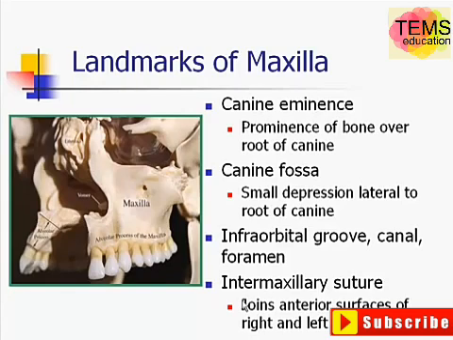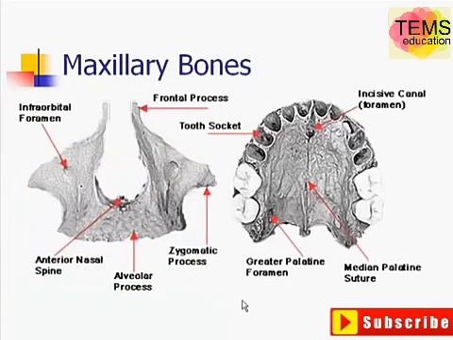When you think of intermaxillary suture, remember a suture is made of connective tissue. It joins the anterior surfaces of the right and left maxillary bones. Different landmarks here you want to make note of. I had mentioned before the incisive foramen. That's important with local anesthesia. That's where the nasopalatine nerve exits.